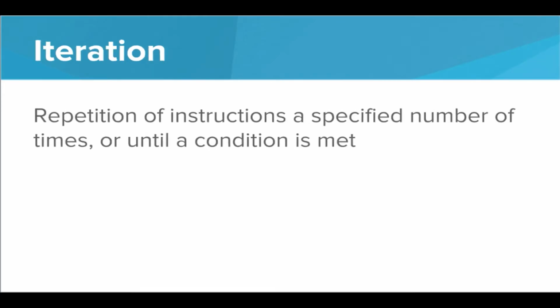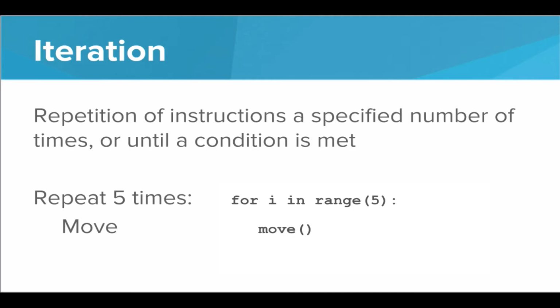Then we have iteration. Iteration is repetition of instructions for either a specified number of times or until a certain condition is met. So in English, I could say, repeat the following five times: move. And in code, we have a control structure for this. We can use a for loop to repeat five times. So this is the code implementation of iteration. That's a specified number of times.